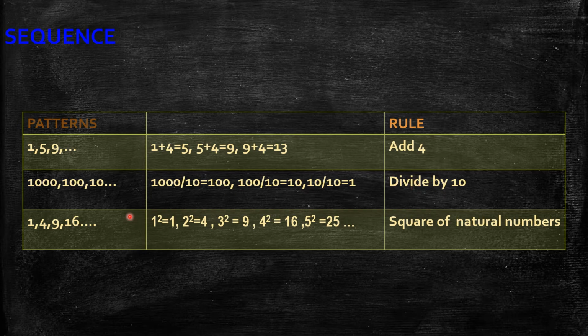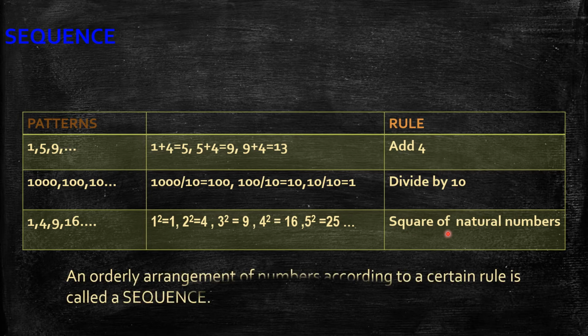Now look at the next example, children. 1, 4, 9, 16, and so on. 1 square is 1, 2 square is 4, 3 square is 9, 4 square is 16. So 5 square will be 25. So the next term will be 25. What is the rule followed? Square of natural numbers. Understood, children?